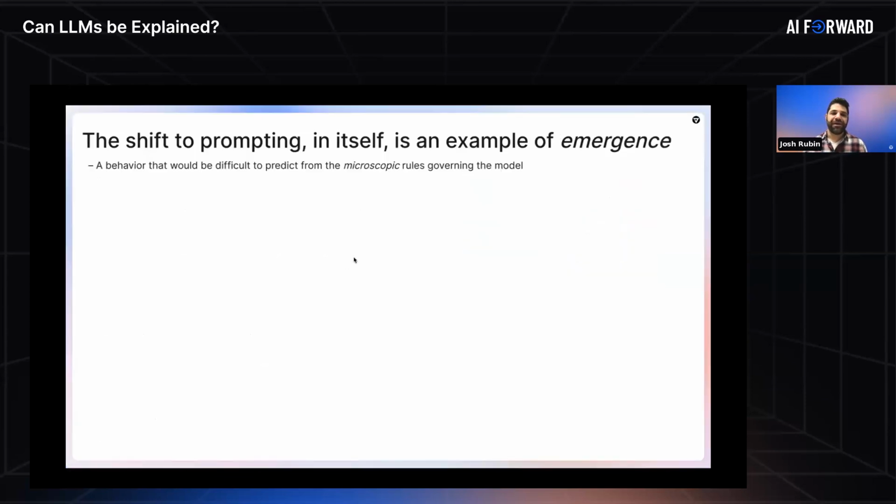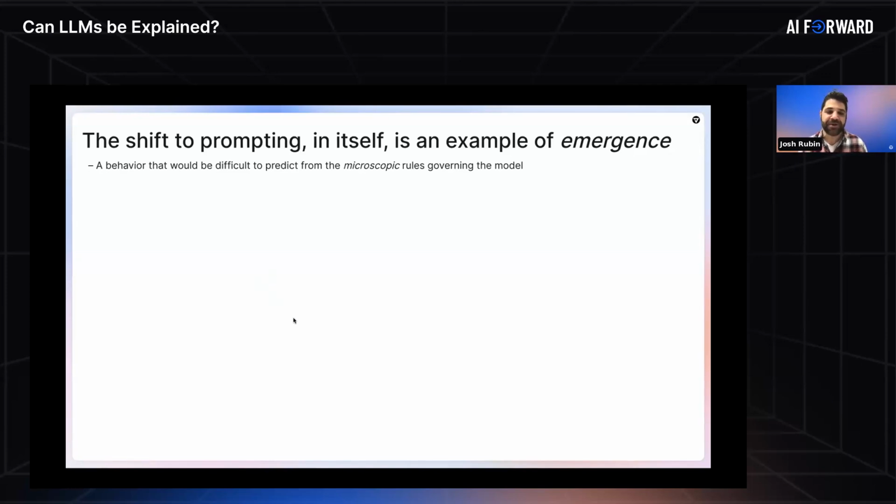So the shift to prompting in itself is an example of emergence. And emergence basically means a behavior that would be difficult to predict from the microscopic rules governing the system: the linear algebra of weights and biases being multiplied together, and attention weights. You might not be able to anticipate that you would be able to describe a certain course of reasoning to a model via this prompting paradigm from those microscopic rules. The function fitting is easier to understand, right?